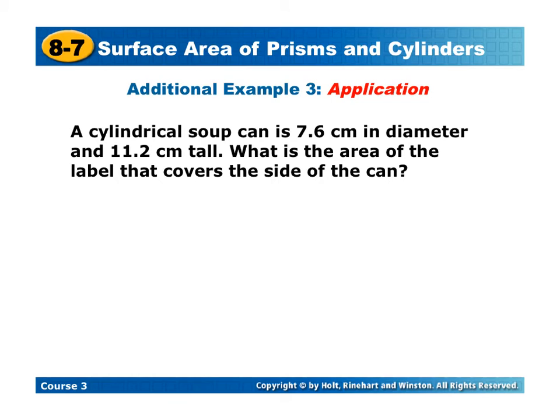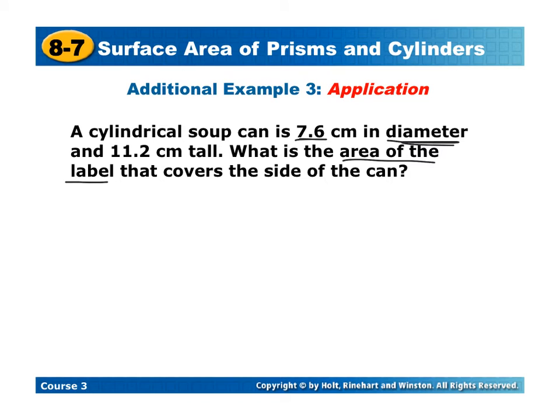All right, so here's another problem for you. I want to go ahead and pause the video, read through the question, and see if you can reason this one out. So a cylindrical soup can is 7.6 centimeters in diameter and 11.2 centimeters tall. We want to know what is the area of the label that covers the side of the can. So I just like to underline those key parts.